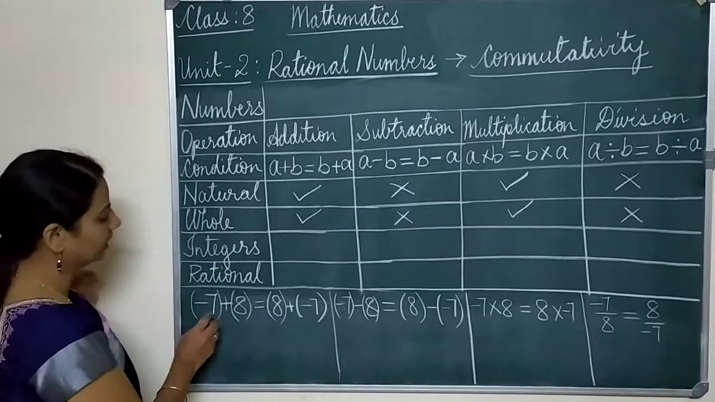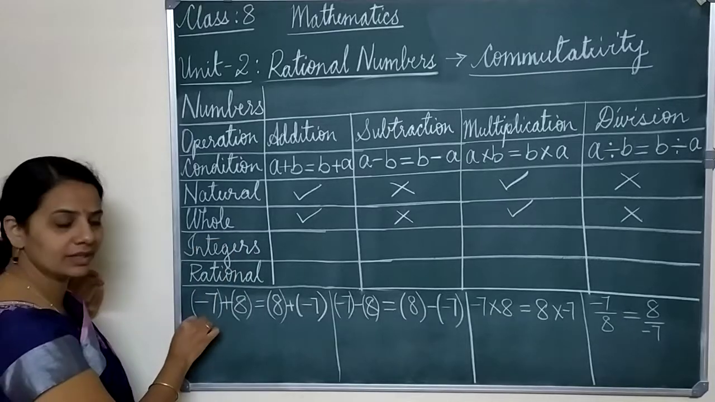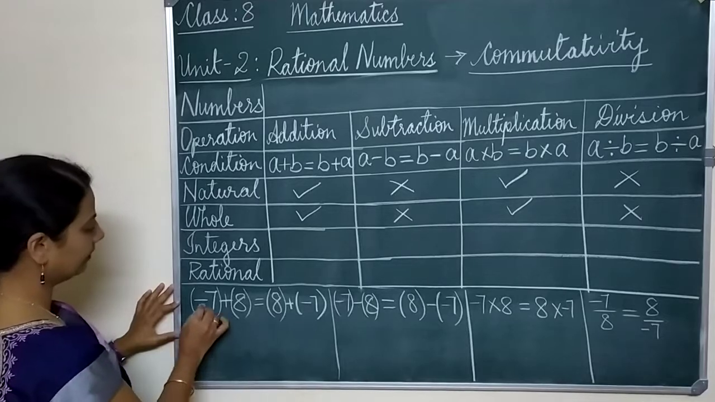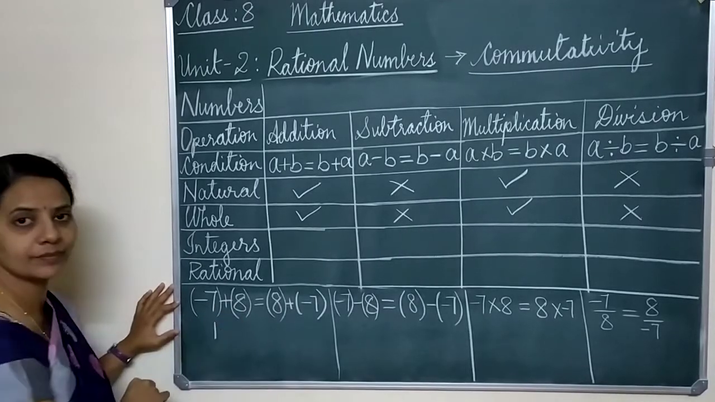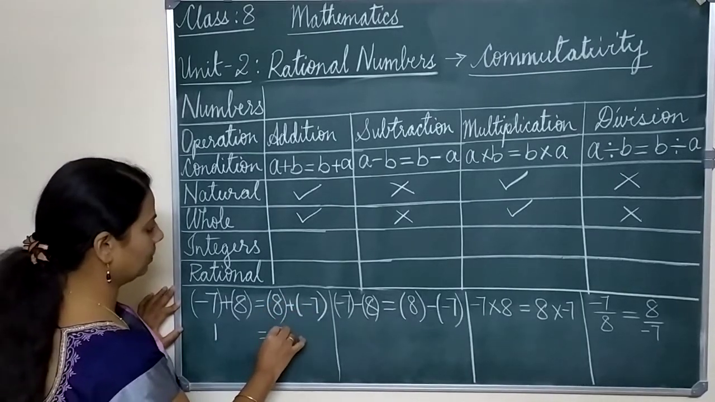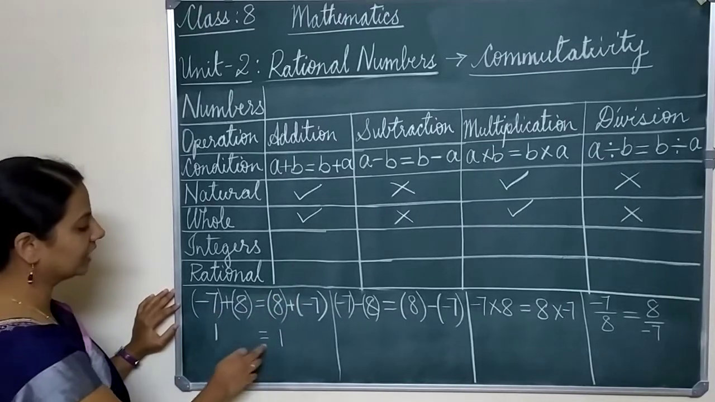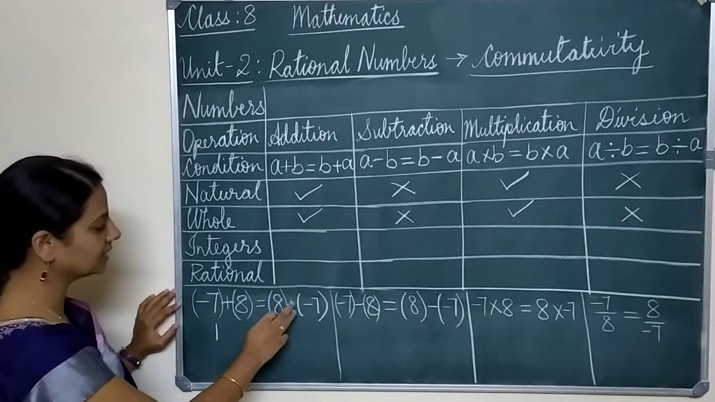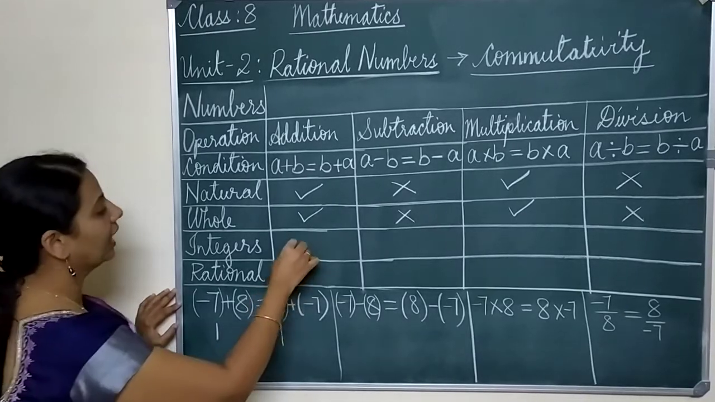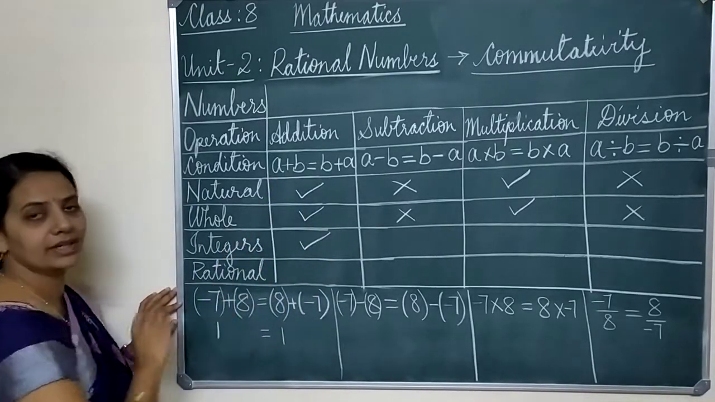I have taken two numbers, minus 7 and 8. Both are integers, one negative number and one positive number. Now when I add these two numbers, minus 7 plus 8 is 1. And then 8 minus 7 is 1. So when I interchanged these two, the answer did not change. Both are equal. So I can say that the commutative property holds good under addition for integers.